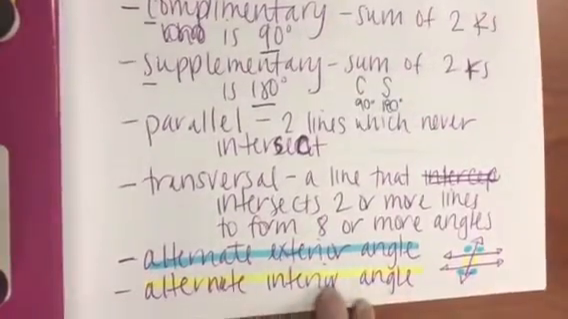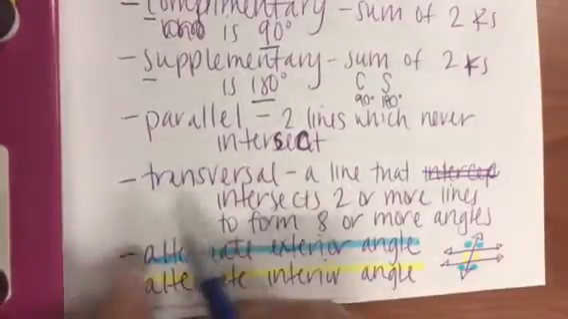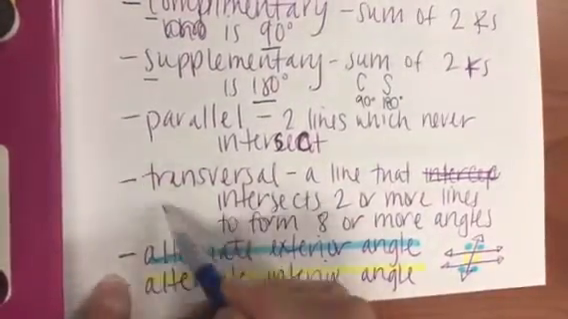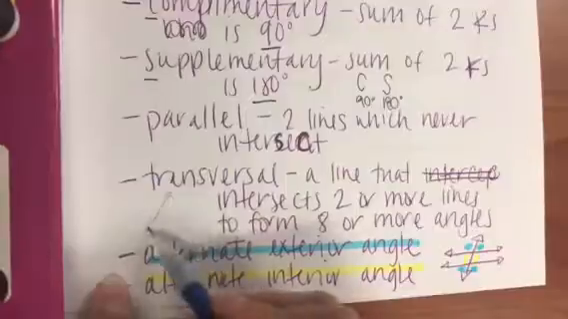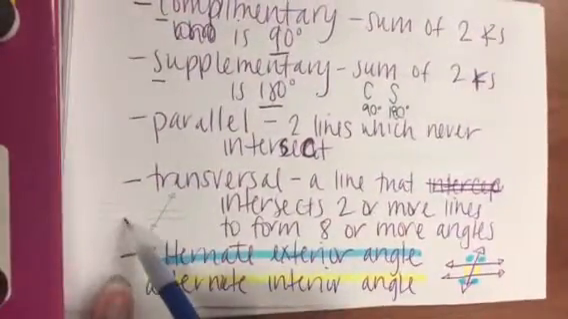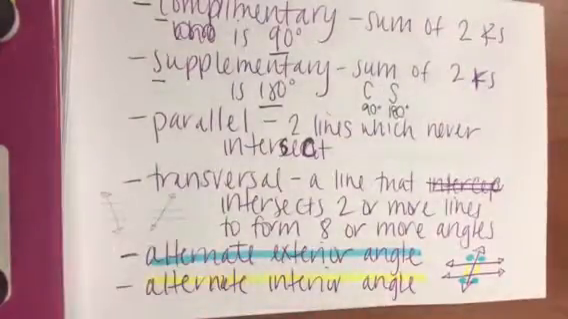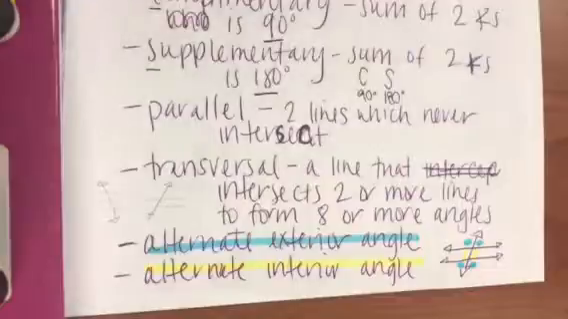Okay, then we have our transversal. A transversal is a line that intersects two or more lines to form 8 or more angles. I know that's a huge definition, but it really just means, oh, look, two parallel lines. Oh, look, there's a transversal. It intersected these two lines. Or here, I've got 3 lines. Whoa, there's a transversal. The transversal is just a line that intersects them. Okay, we good? Yeah. Okay, here we go.